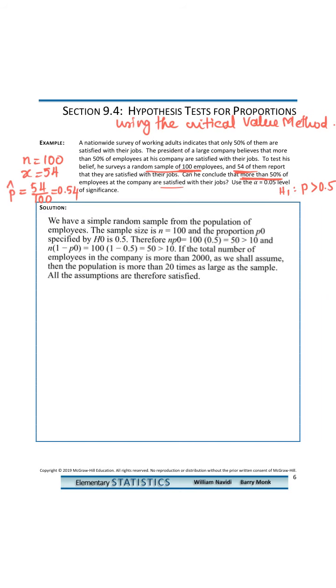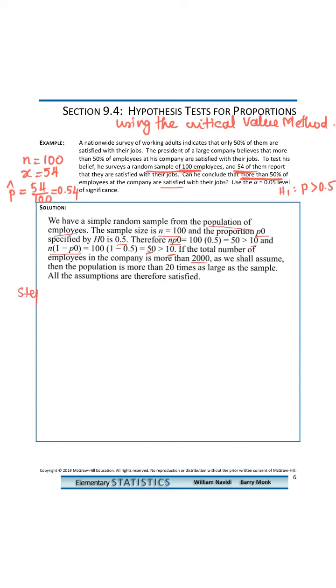First check the assumptions. We have a simple random sample from the population of employees. The sample size is n and p0 is 0.5. So n p0 and n times 1 minus p0 are both 50, which is greater than 10. If the total number of employees in the company is more than 2000, then the population is more than 20 times as large as the sample. So all the assumptions are satisfied. Now state the null and alternate hypothesis.